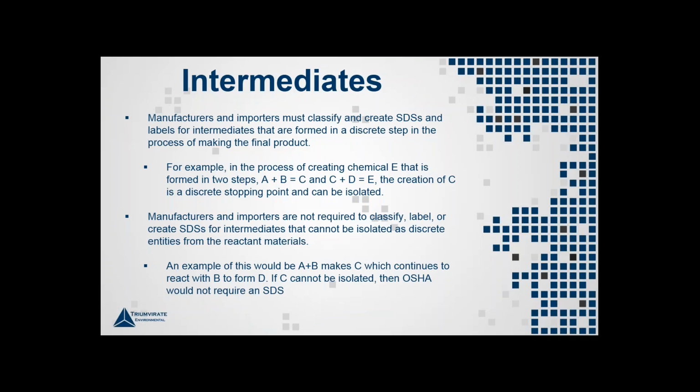So on the intermediates, this comes directly out of the guidance document, and I thought it was a really good example, so that's why I included it word for word. I did not change any words out of this. This is verbatim. I'm sure a few of you on the phone are thinking, wait a minute, we have intermediates. So again, you've got to create them. I really like the example here. In the process of creating the chemical E that is formed in two steps, you've got A plus B equals C, and then C plus D equals E. The creation of C is a stopping point, and it can be isolated. So therefore, you would have to do a hazard classification for that material.